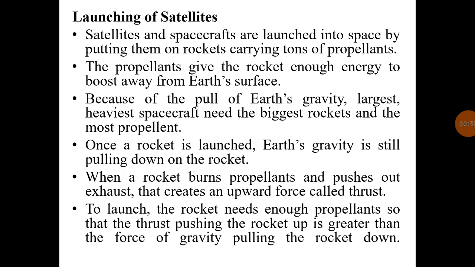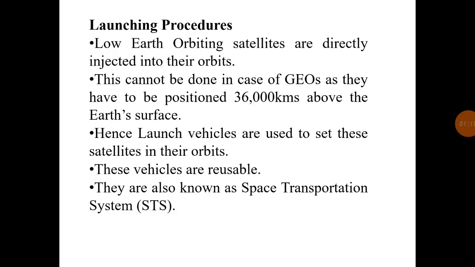Satellites and spacecraft are launched into space by putting them on rockets carrying tons of propellants. The propellants give the rocket enough energy to boost away from Earth's surface. Because of the pull of Earth's gravity, the largest, heaviest spacecraft need the biggest rockets and the most propellant. Once the rocket is launched, Earth's gravity is still pulling it down. When the rocket burns propellants and pushes out exhaust, it creates an upward force called thrust.